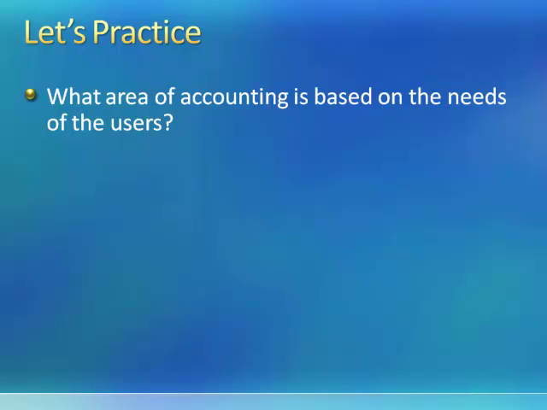Let's practice some more. What area of accounting is based on the needs of the user? We know that there are 3 areas of accounting. There is financial accounting, managerial, and tax accounting. Financial accounting produces multi-purpose reports. Managerial accounting is based on the needs of the user, and tax accounting is prepared for the government to determine the amount of taxes that are owed. So the area of accounting that is based on the needs of the users is B, managerial accounting.